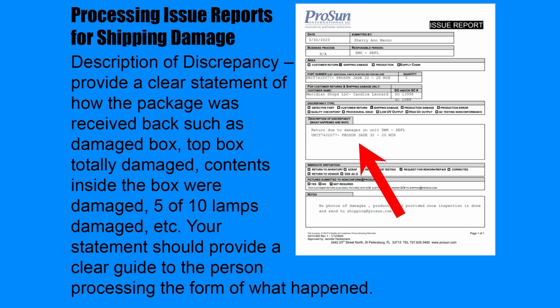In description of discrepancy, provide a clear statement of how the package was received back, such as damaged box, top box totally damaged, contents inside the box were damaged, 5 out of 10 lamps were damaged, etc. Your statement should provide a clear guide to the person processing the form of what happened.